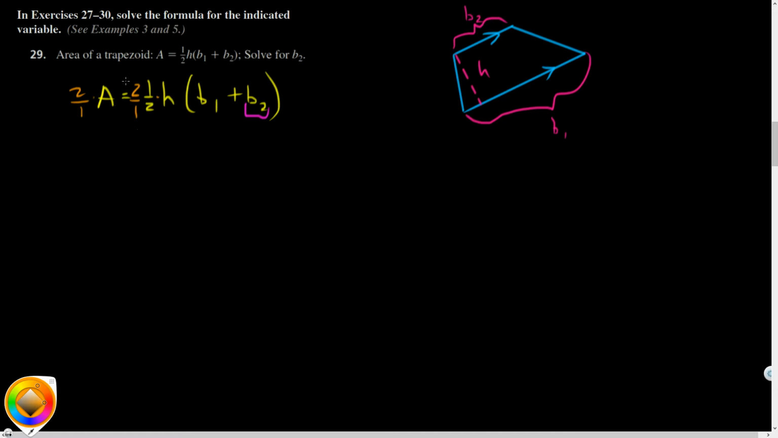Reciprocal. But when you're doing math on the street, you can call it a reciprocal. Yeah, you can. So notice these 2's cancel out those 1's. They were going to turn invisible anyway. So I'm going to have 2a is equal to h times b1 plus b2.